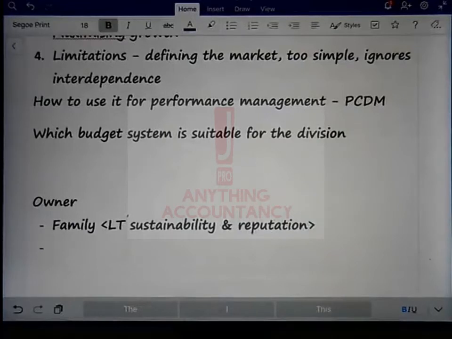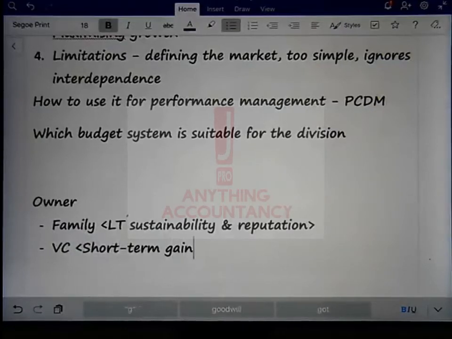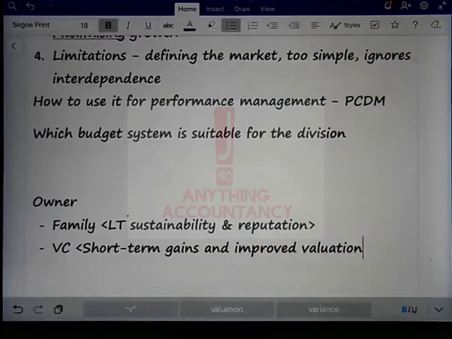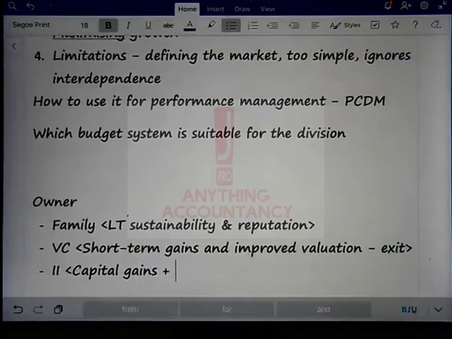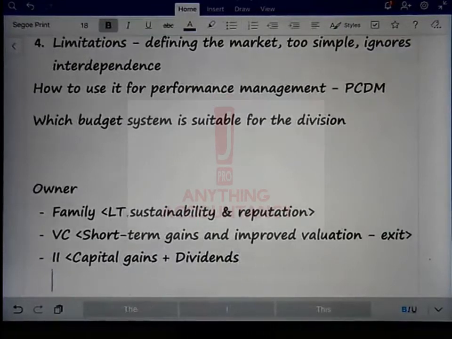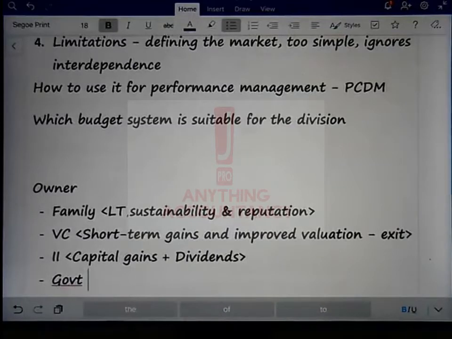Then he's used VCs. VCs are interested in what? Short-term gains. If you're looking at II, who's II? Institutional investors. What about institutional investors? What are they interested in? Government owner, what are they interested in?